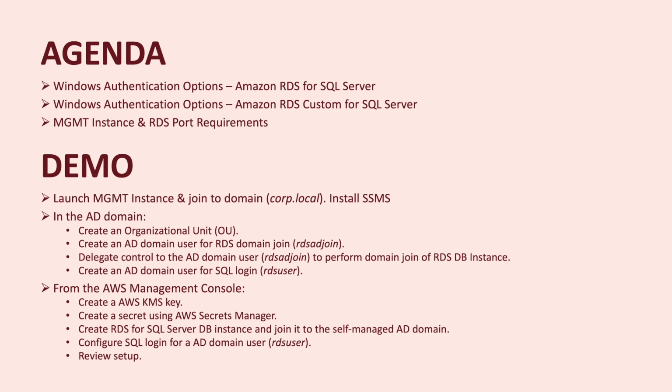We will also create an AD domain user for SQL login, and we will call this user RDS user. From the AWS Management Console, we will create an AWS KMS key and then proceed to create a secret using AWS Secrets Manager, which is encrypted with that KMS key. We will then store the credentials for the RDS AD join in the secret. We will then proceed to create RDS for SQL Server DB instance and join it to the self-managed AD domain, and then configure SQL login for the AD domain user, that is RDS user. And finally, we'll review the setup.